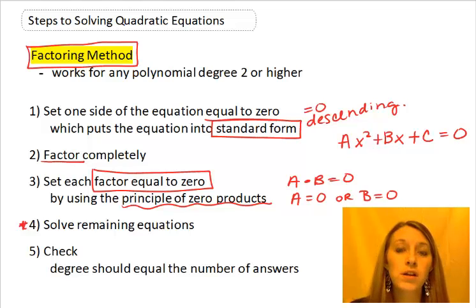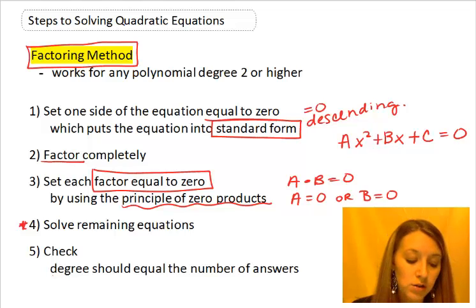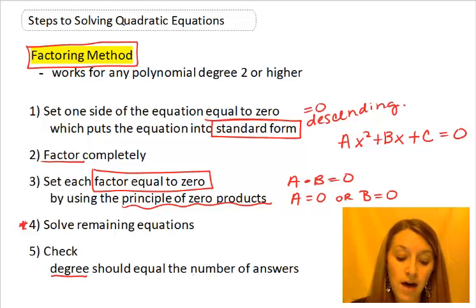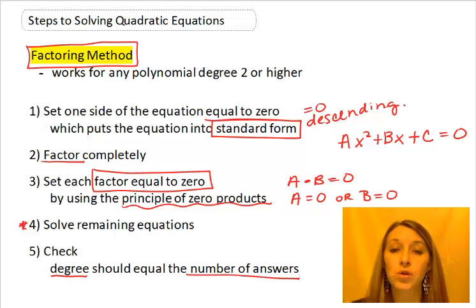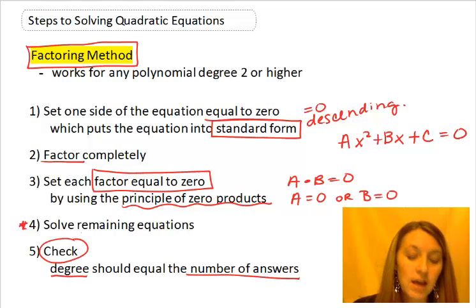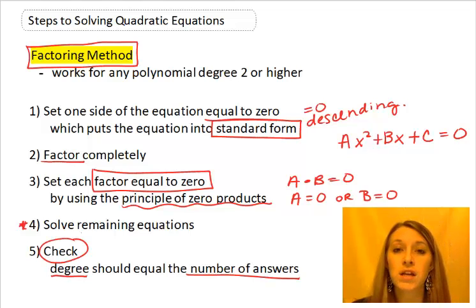Now, one thing that you need to check is that you have the correct number of solutions. The way that you should do that is the degree that you have should match the number of solutions. So if it's a degree 2 or a quadratic equation, it should have 2 solutions. If it's a degree 5, it should have 5 solutions. So first check that you have the right number of solutions, and then second, check each of those solutions individually to make sure that they work.